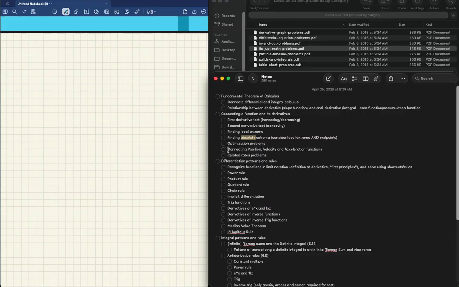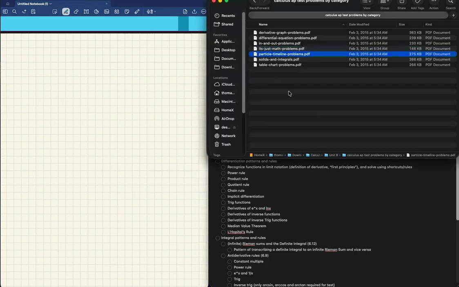And in the specific application of position, velocity, and acceleration functions, that is also kind of a subset specifically taken from physics. And that is over here. Let's see, there is a particle timeline problems.